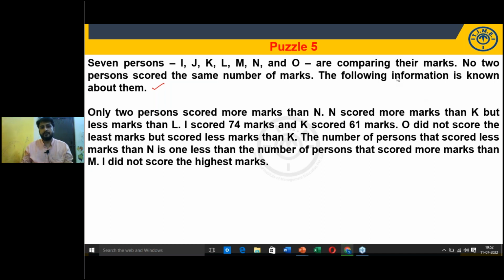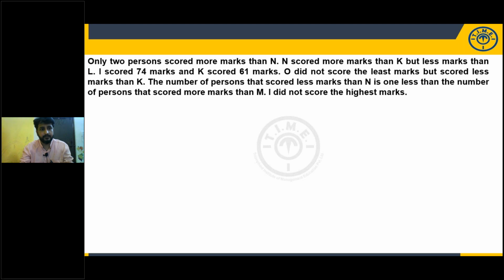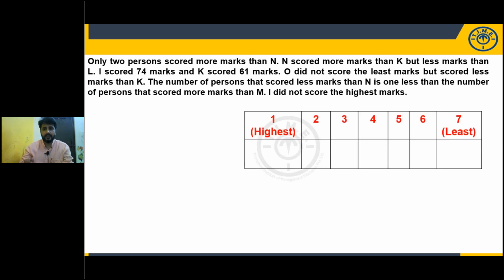Reading the statements in a proper way is very, very important, and even understanding them is very important. Let's see. There are 7 persons. So I am fixing the arrangement like this: highest to least, descending order. Please listen carefully. Only 2 persons scored more than N. So before N, there should be only 2 people. So N should be third highest. So N will be here.